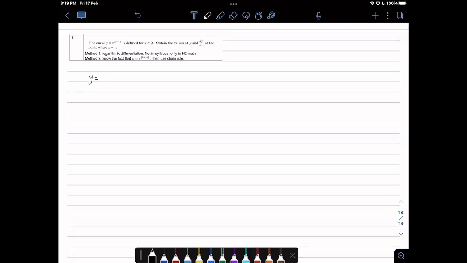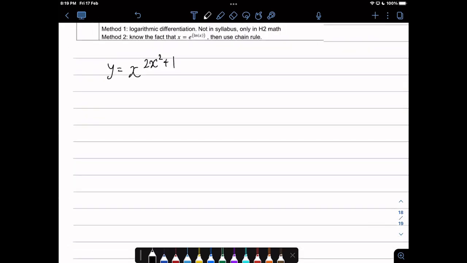Okay, recording. So what we have is x to the power of 2x squared plus 1. This question can be done easily if you already know implicit differentiation. You can take the logarithm on both sides and it will be a lot easier to differentiate. However, here we are restricted to A-Max syllables, so this is actually still doable.